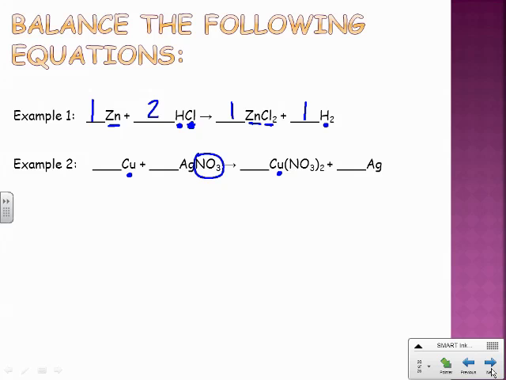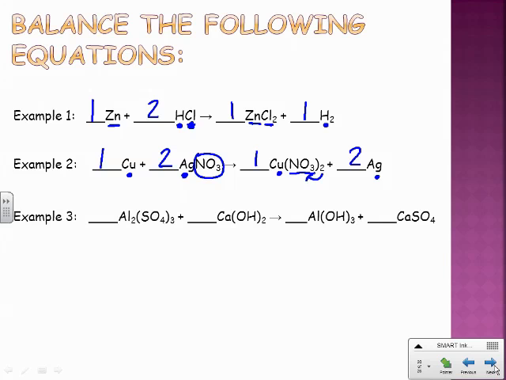So if I only have 1 of those over here, and if I look over here, I have NO3 in parentheses, meaning I have 2 NO3s. So if I have 2 NO3s on the right, I need to put a 2 here and make 2 on the left. Now once I do that, I have 2 Ag's on this left side now. So I need to put a 2 in front of this Ag to make 2 on the right side. So your coefficients in this one become 1, 2, 1, 2.